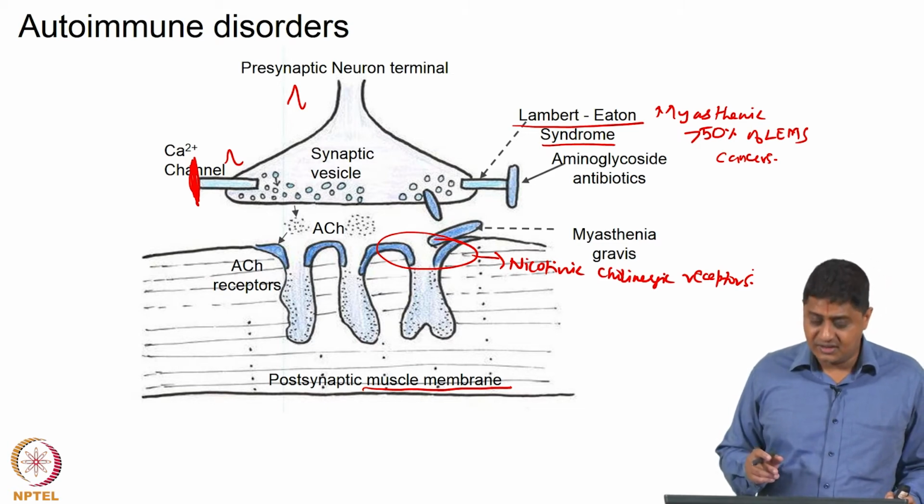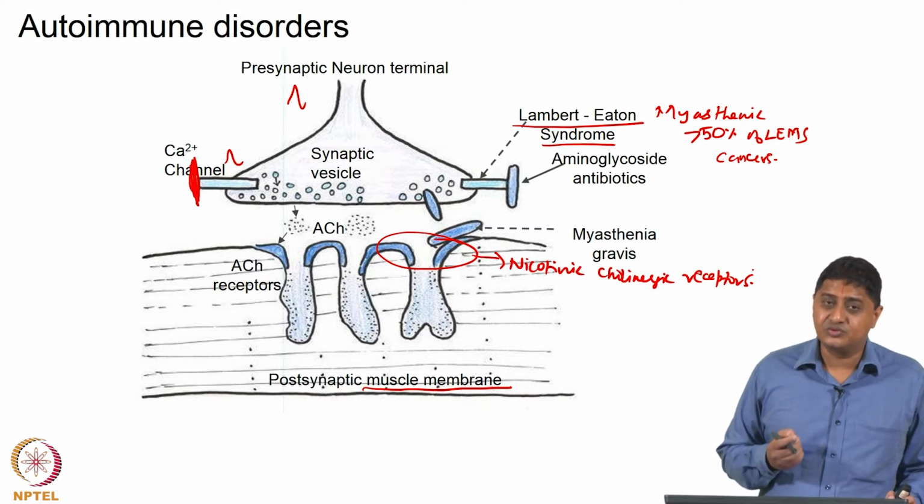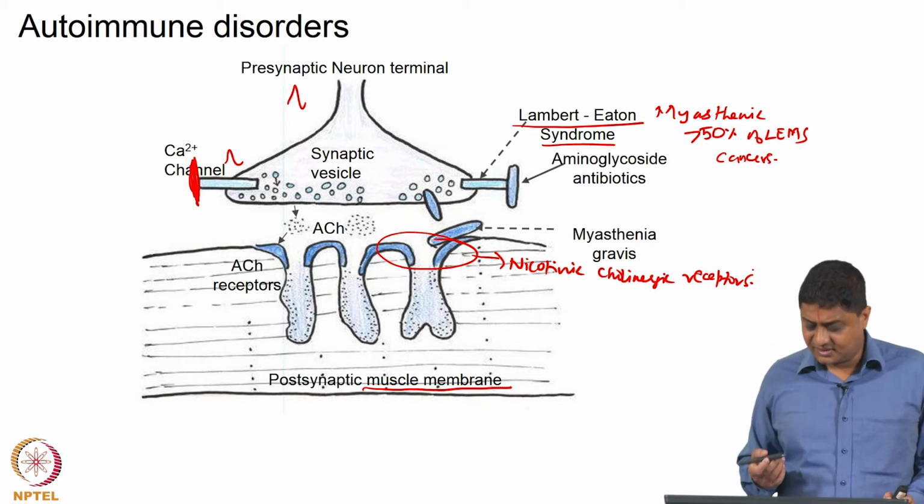So, acetylcholine that is released from the presynaptic terminal cannot attach to the receptor. So, when it is not able to attach to the receptor, what happens? The sodium will not enter inside the postsynaptic muscle cell, thus causing weakness and paralysis, etc.